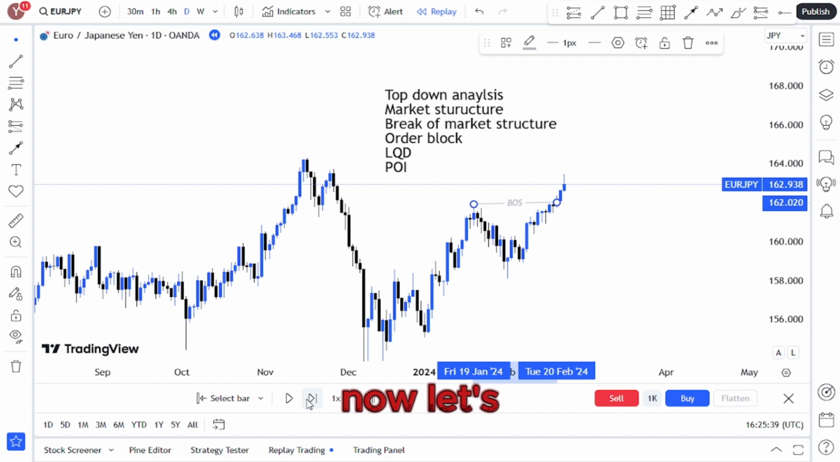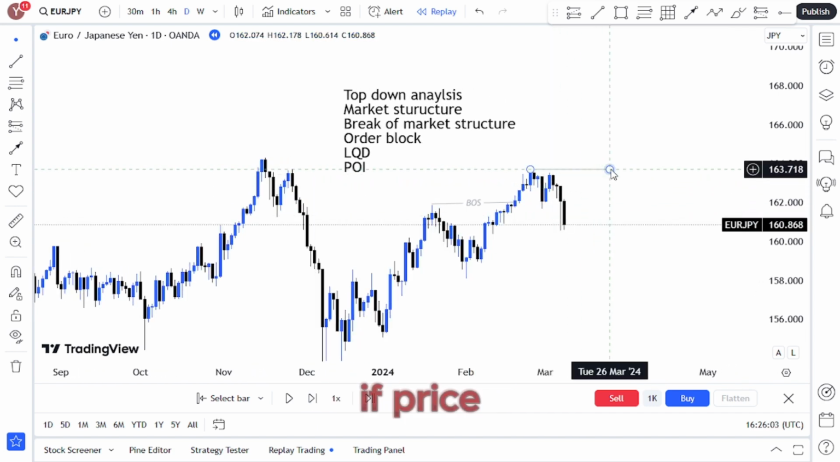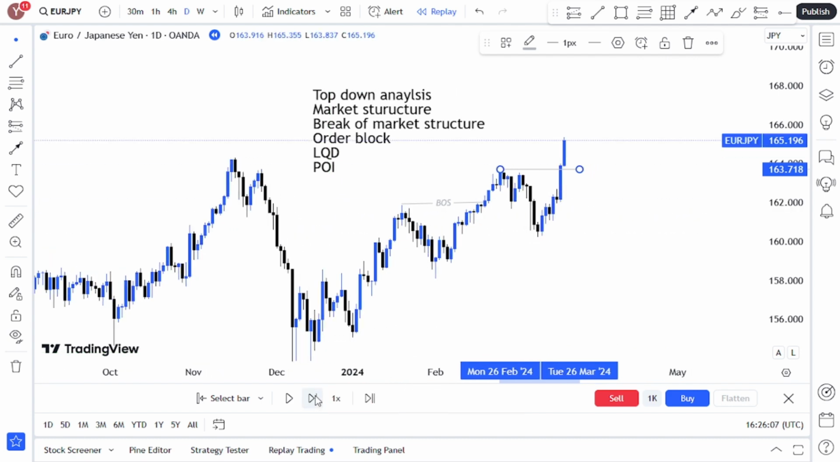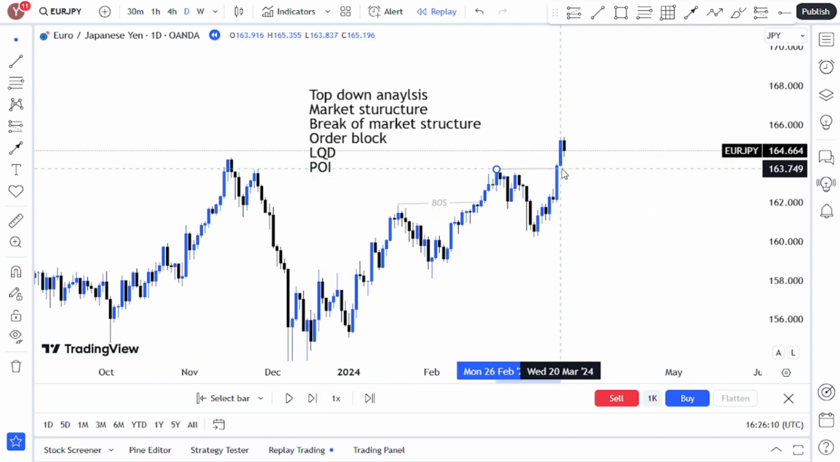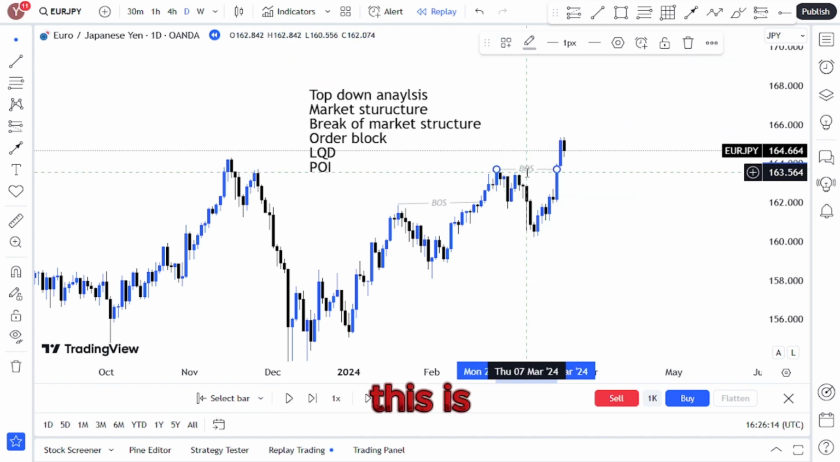Okay, now let's move ahead. Let's see if price is going to take out this high. Let's move on. We can clearly see that price takes out that high. So this is what we call the market has broken structure to the upside. This is a break of structure.